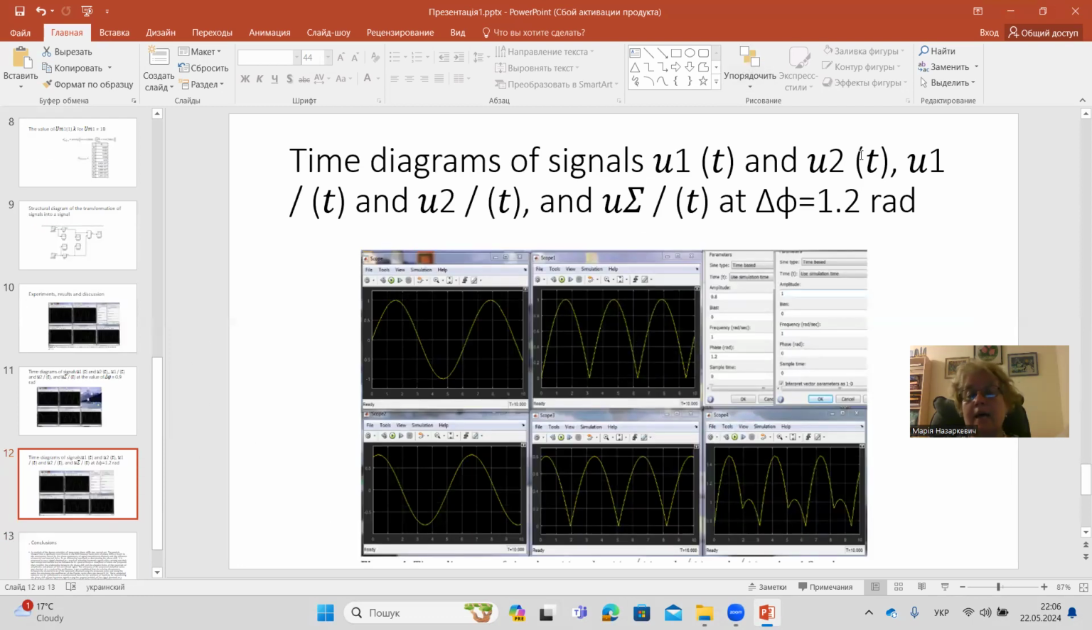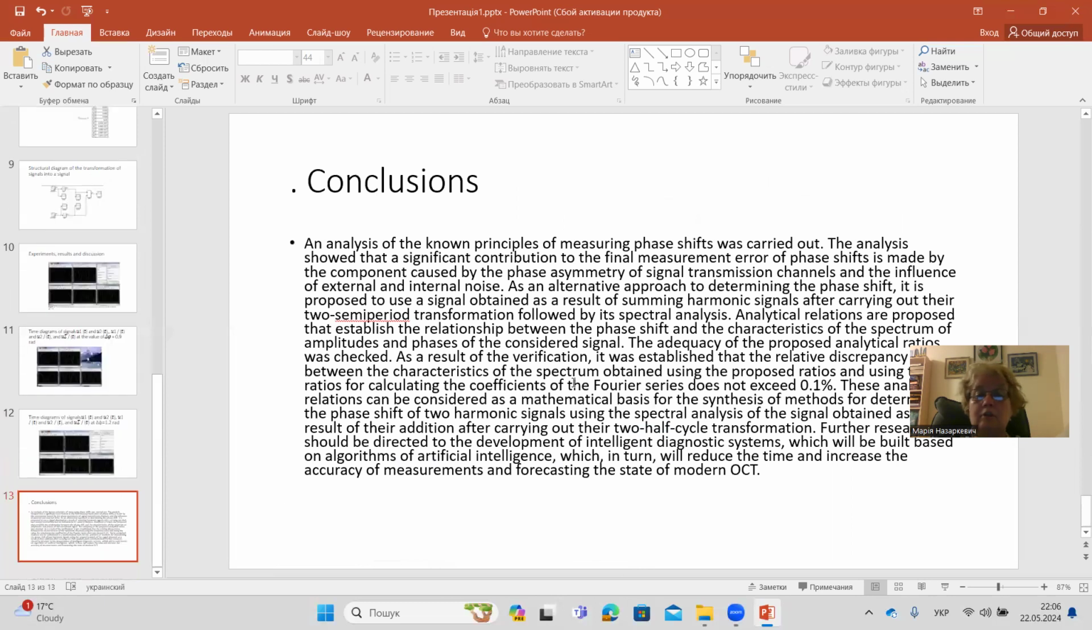And a slide with time diagrams of signals U1(t), U2(t), and U at the value of delta phi equal to 1.2 rad, with the diagram in the picture. And conclusions.